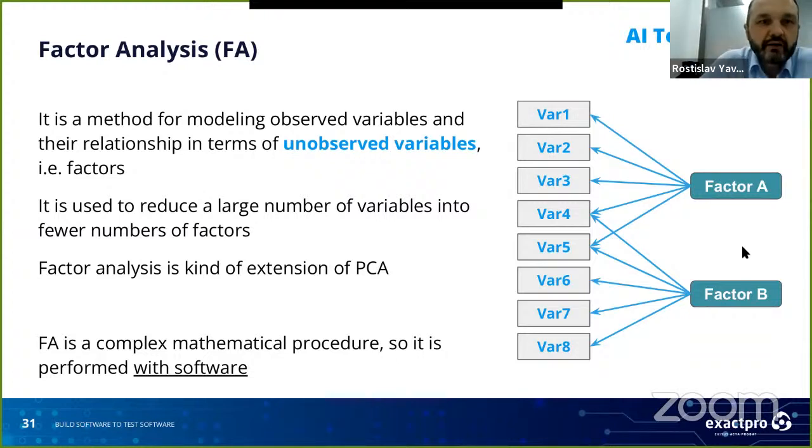So the idea is that you assume there are some unobserved variables, you call them factors, and then you find those variables and reduce the number of variables to just a fewer number of these factors, just to describe the system.